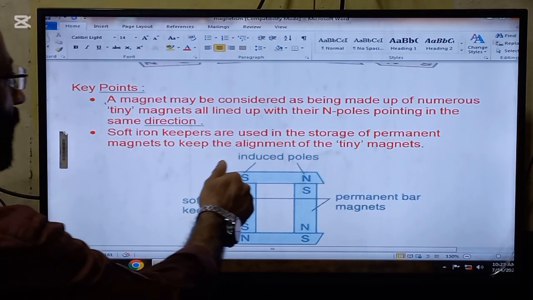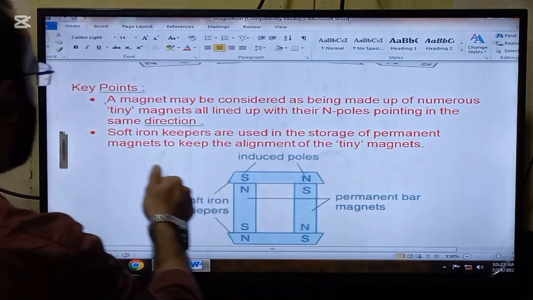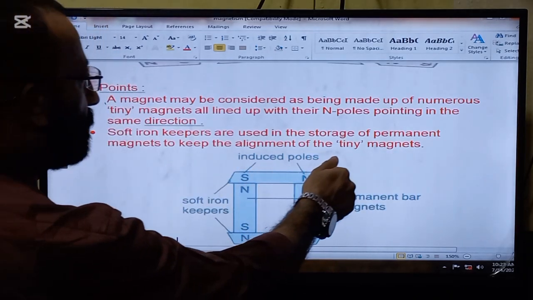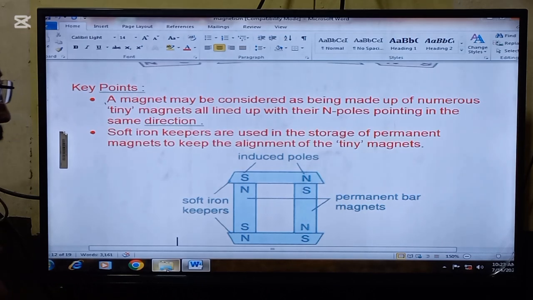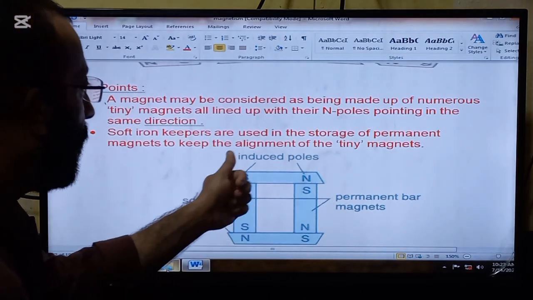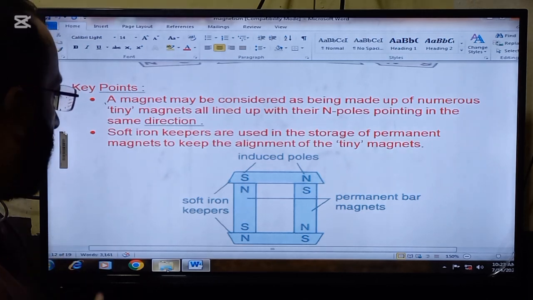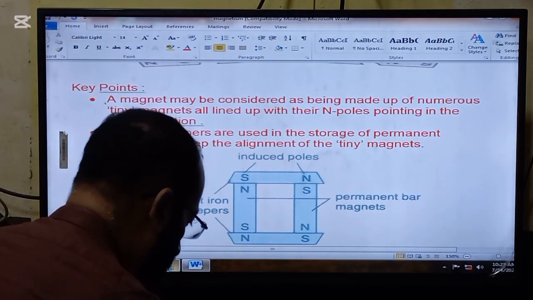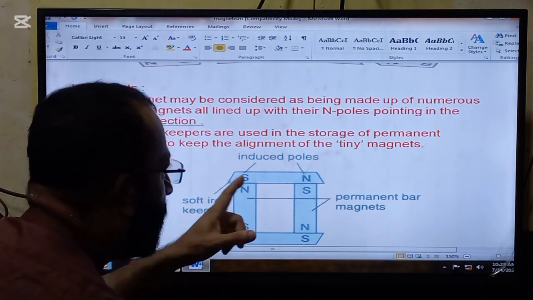Soft iron keepers are used in the storage of permanent magnets to keep the alignment of the tiny magnets. So soft iron keepers are used in the storage of permanent magnets, and this is a very important point to remember, to keep their alignment.